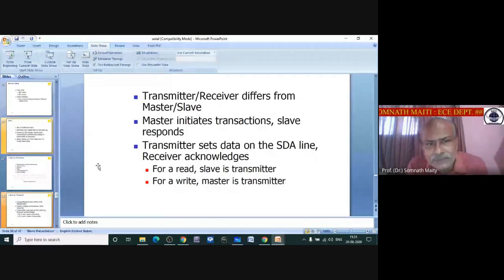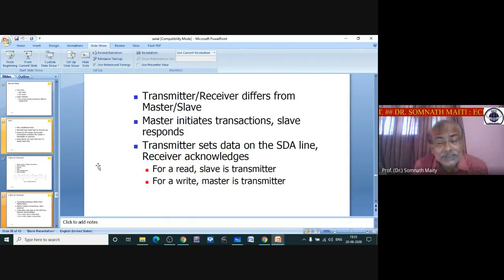Transmitter and receiver differ from master and slave. Master initiates the transaction, and the slave responds. The transmitter sets data on the SDA line, and the receiver acknowledges. For a read operation, the slave is the transmitter. Who is reading?